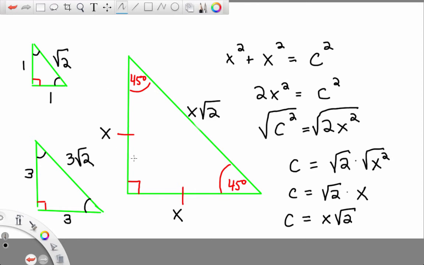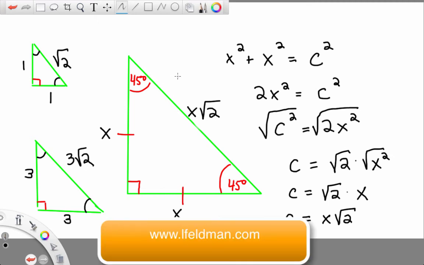And in another lesson, I will do some more examples of solving triangles using this property, and also the property of 30, 60, 90 triangles.